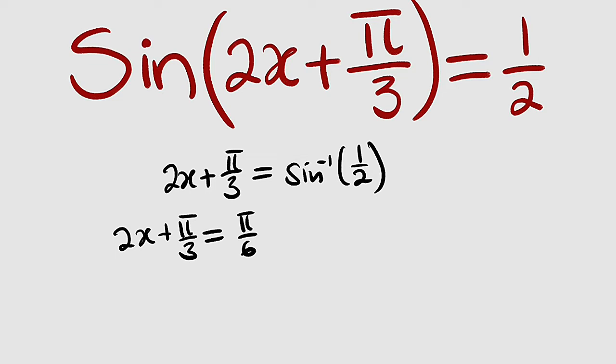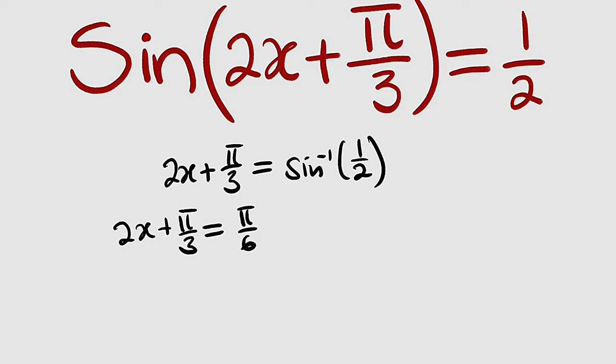Remember, sine is positive in the first and the second quadrant. So if you move to the second quadrant, you're going to obtain another angle, which if you take the sine of that angle, it shall give you 1/2. And how can we obtain that angle?